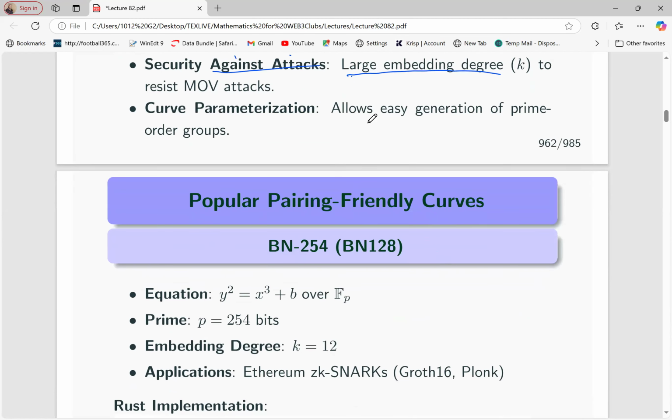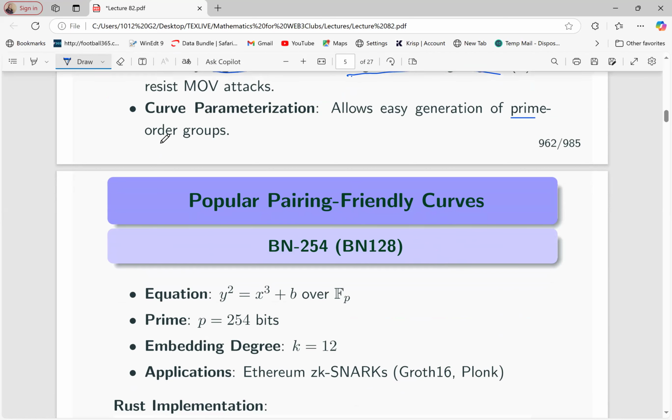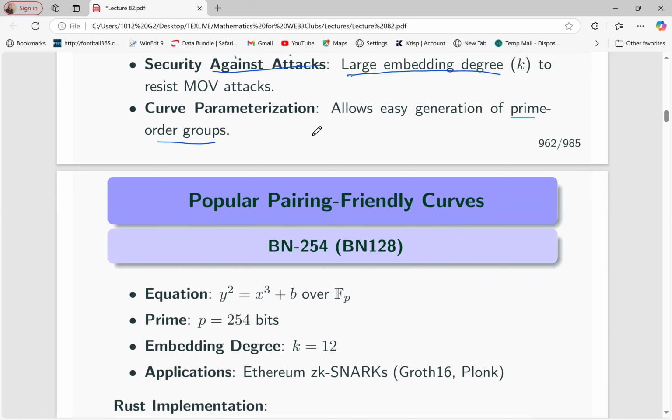And then we have what we call generation of prime order groups. So there should be one that can allow you to generate those prime order groups. The prime order groups that we're talking about here are just group 1 and group 2 that we mentioned at the beginning. So pairing friendly curves should be one that can assist you to come up with group 1 and group 2 easily.